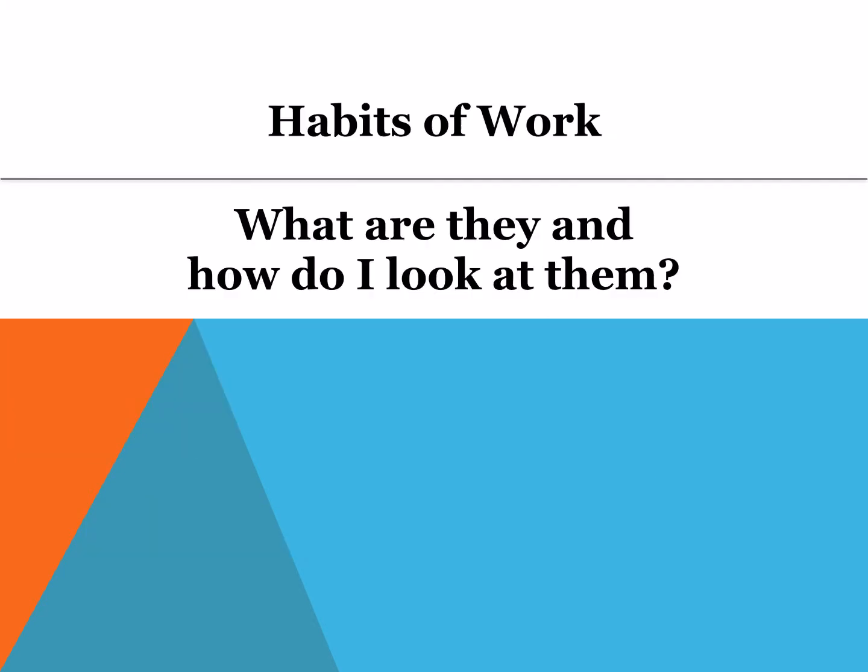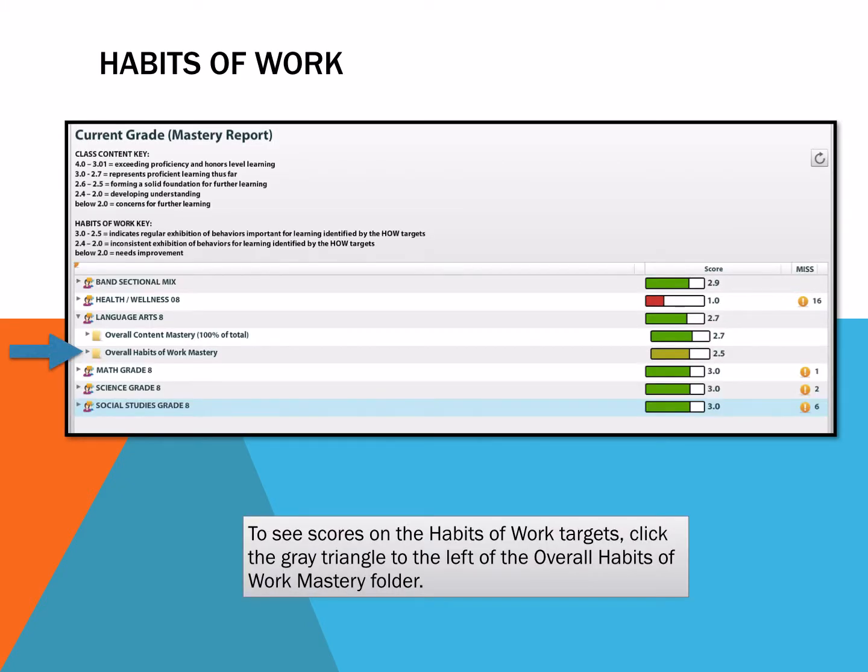We also have had questions about habits of work and what they are and how a parent should look at them. You will see the Habits of Work folder when you click on the names of the classes. By clicking on the Habits of Work folder, you'll see 3 different areas in which students are rated: preparation for learning, engagement with learning, and interaction with peers and teachers.